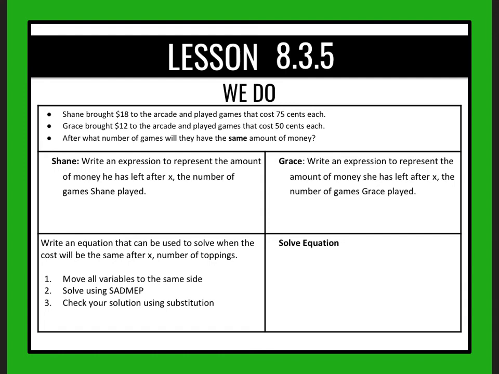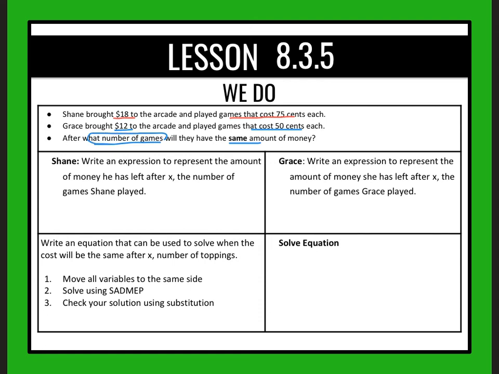Okay, welcome back. Let's go ahead and look at Shane. Shane went to the arcade and spent $18, or he brought $18 and played games that cost 75 cents each. Then I can see that Grace brought $12 to the arcade and played games that cost 50 cents each. After what number of games will they actually have the same amount of money? So here you go. My variable, I'm looking for the number of games.